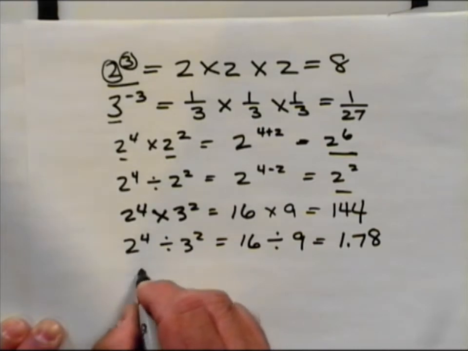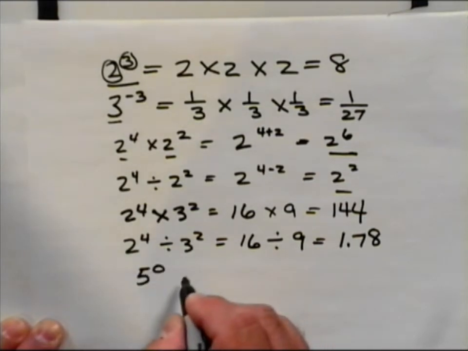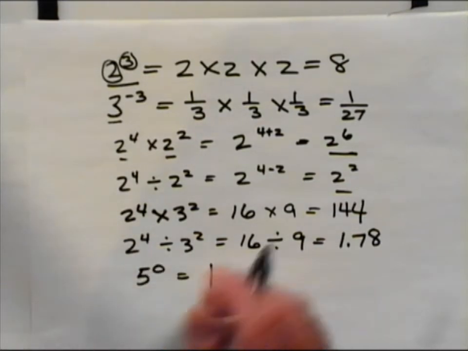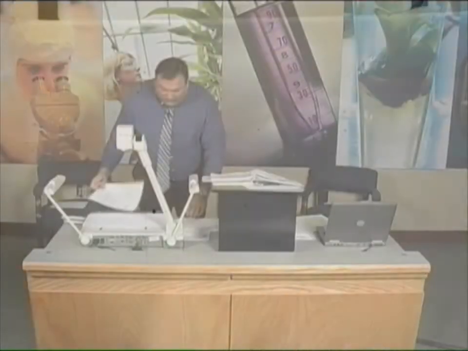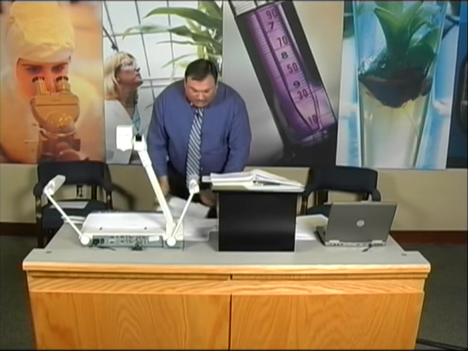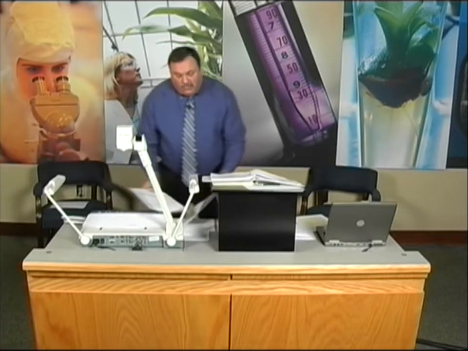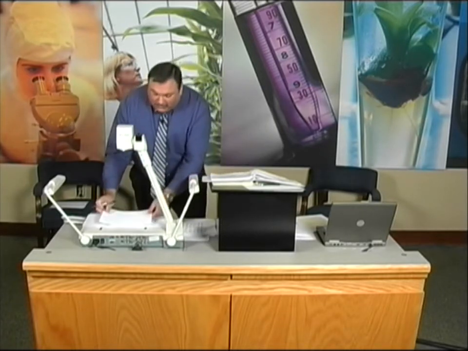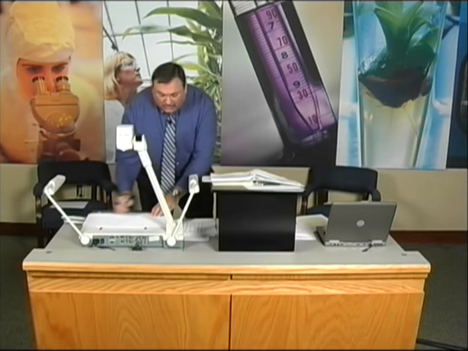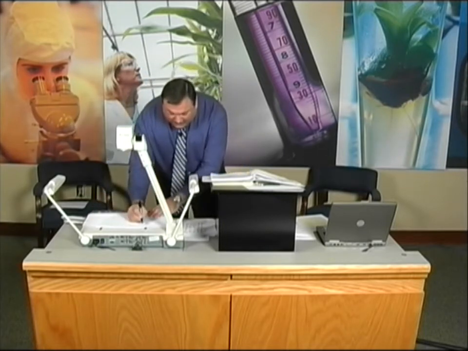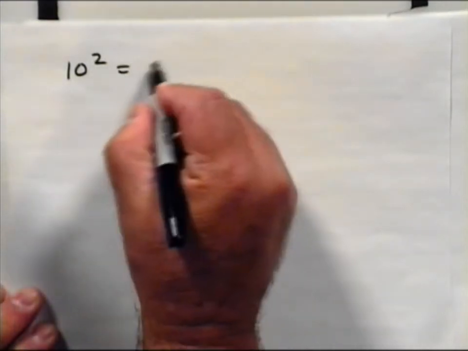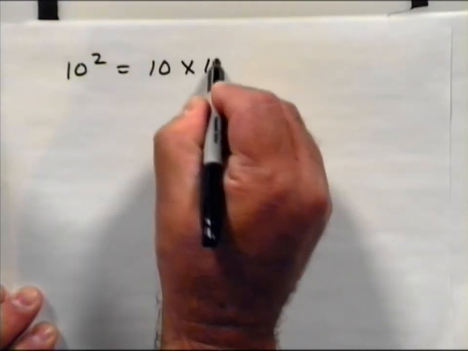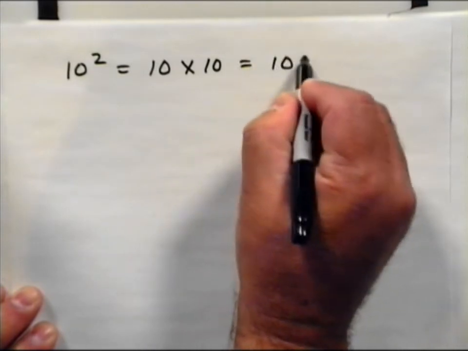And any number that has a zero exponent is equal to 1 by definition. Now, some numbers can also have exponents where the base is equal to 10. And this is quite common in this industry, and I'll give you an example of that. 10 to the second power is equal to 10 times 10, which is equal to 100.